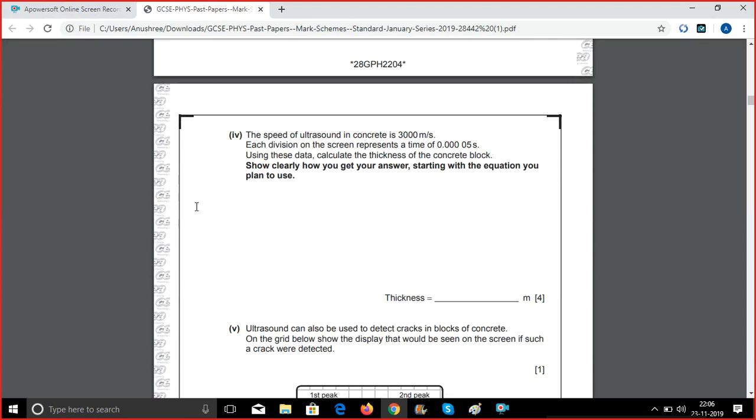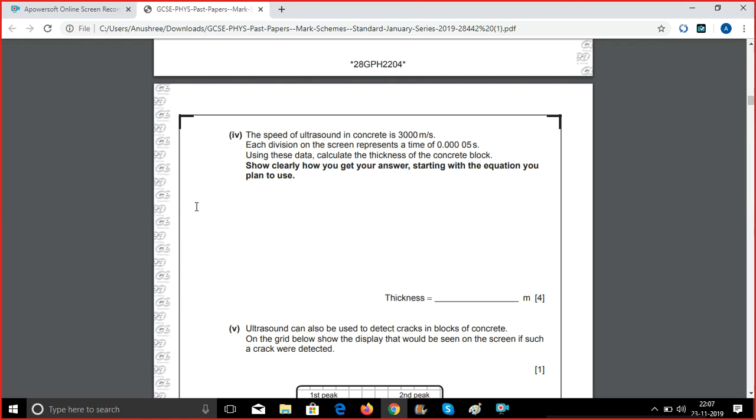The speed of ultrasound in concrete is 3000 meters per second. Each division on screen represents a time of 0.0005 seconds. Using the data, calculate the thickness of the concrete block. Show clearly how to get your answers, starting with the equation you plan to use. Okay. So, calculate the thickness of the concrete block.